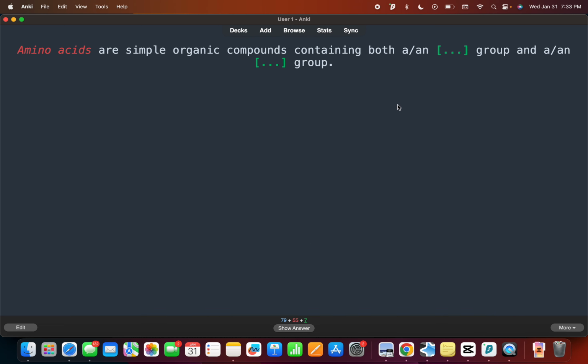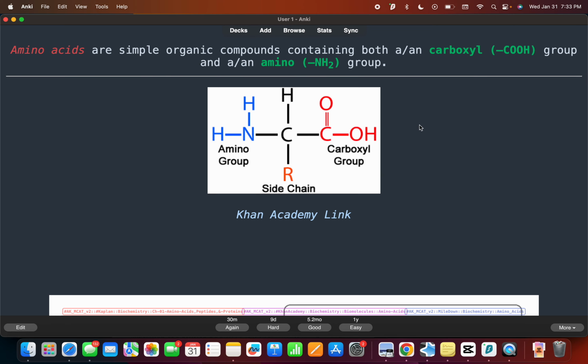amino acids are simple organic compounds containing both an amino group and a carboxylic acid group, carboxyl group, amino carboxyl.